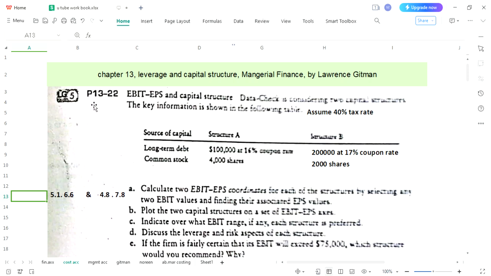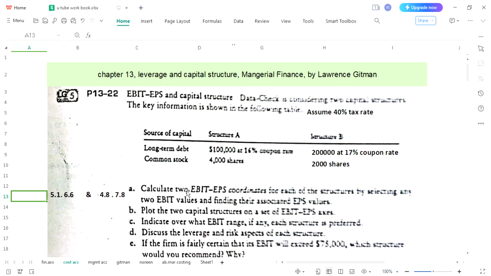In this question particularly, we are dealing with simple output, as there are no complications present. We are going to perform a simple function of a relationship between EBIT and EPS: EBIT, earning before interest and tax, and earning per share. Here, after the introduction, it has been said that key information is available: a 40% tax rate. This organization has long-term debt and a number of shares.